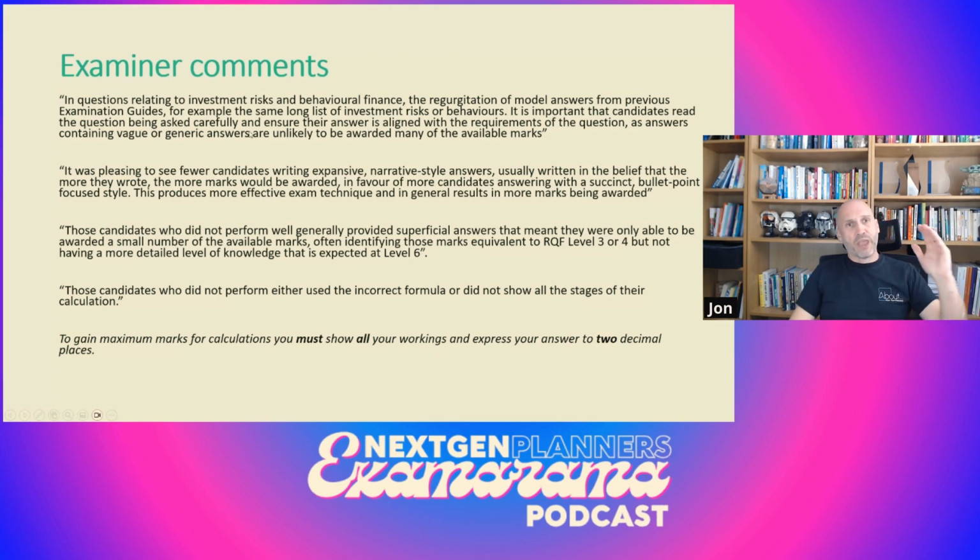So in questions relating to investment risk and behavioral finance, the regurgitation of model answers from previous exam guides, for example, the same long list of investment risks or behaviors, it's important that candidates read the question being asked carefully and ensure their answer is aligned. Now, that is a really important point, okay?